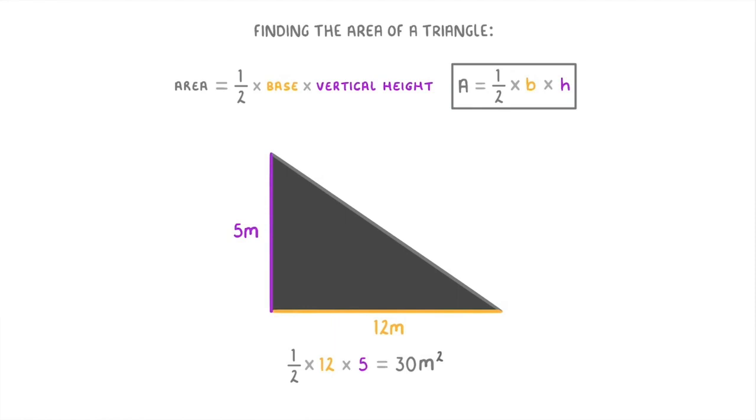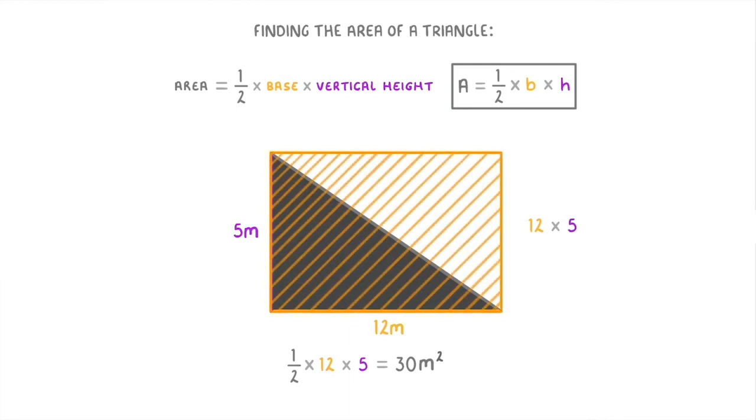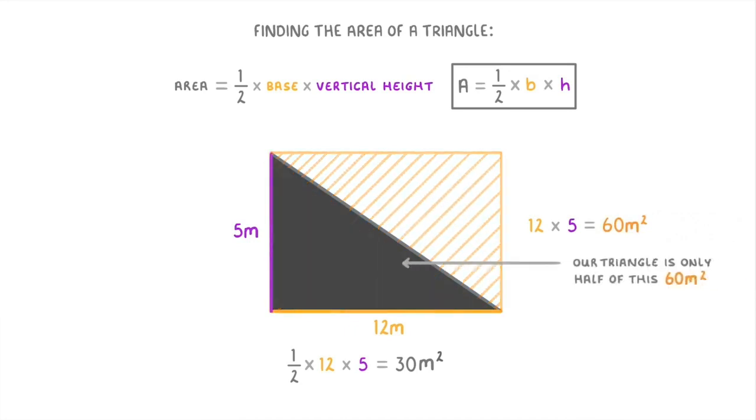Now, to help you understand the equation a bit, the reason that we have to have the 1/2 part is that if we just multiplied the base and the height together, we'd calculate the size of this rectangle instead, which in this case would be 60 square meters. Our triangle, though, is only half of this area, so we have to take that into account by multiplying our equation by 1/2.